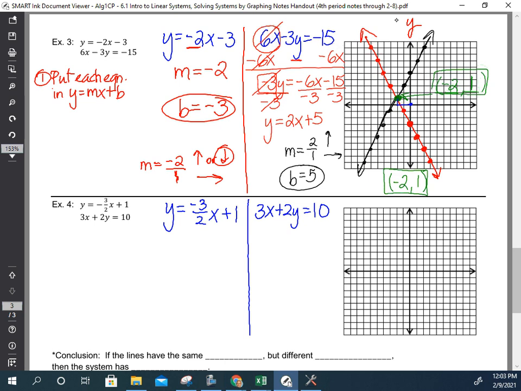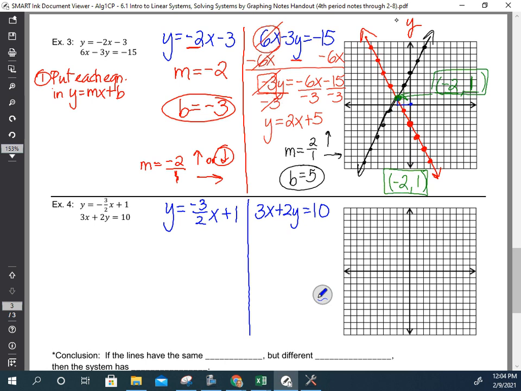All right, so when you graph both lines, did they touch each other? Those people who finished, do these lines touch each other? If you do it correctly, the answer is no. Those two lines shouldn't touch each other. So now let's do example 4.